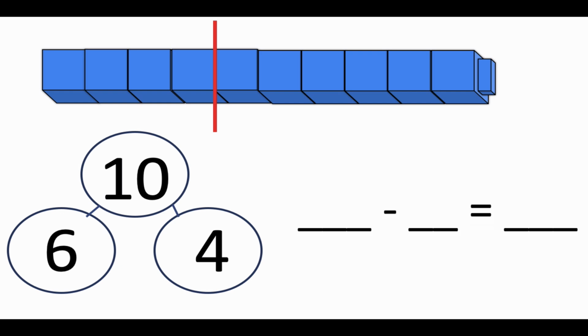All right, what'd you come up with? Oh, you did. Okay. Yeah. 10 is what we started with, and I removed 6, so I had 4 left over. 10 minus 6 equals 4. Is that what you did?